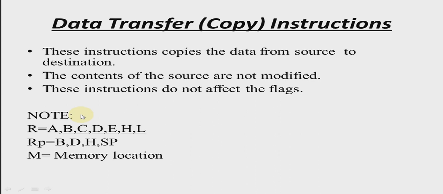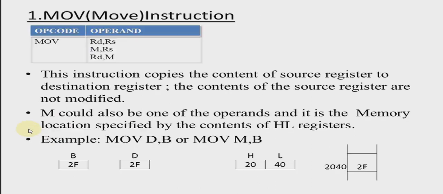While discussing the instructions, we will be following certain notations. The first is R. R is an 8-bit register of 8085. They are A, B, C, D, E, H and L. RP is register pair. We have 3 register pairs. First is BC, the second is DE, and the third is HL. BC pair is denoted by B, DE pair is denoted by D, and HL pair is denoted by H. SP is the stack pointer. M is the memory location specified by the content of HL registers.